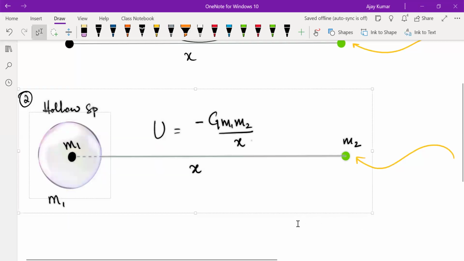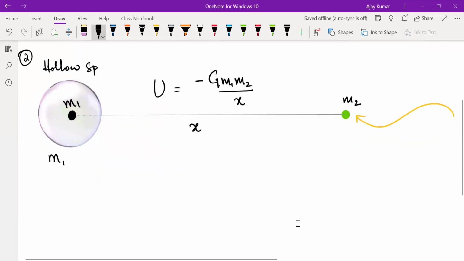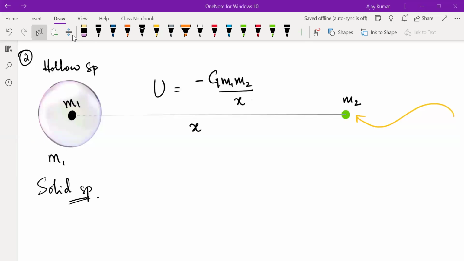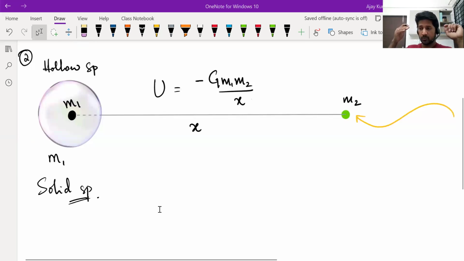Okay. One of you tell me, will the situation be the same even if it is a solid sphere or not? Aishwarya, what do you say? Had it been a uniform solid sphere, and m2 is outside, will you get the same expression for potential energy or not? Sir, yes, sir. It will be the same because once the position is outside the sphere, a solid sphere also behaves like a point mass placed at its center itself.